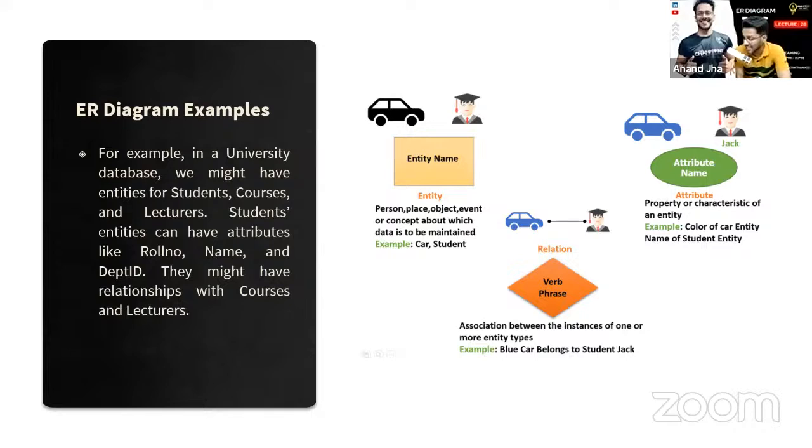So what exactly is an entity? An entity is a person, place, object, event, or concept about which data is to be maintained. It can be a table also. Your card table, your student table, your transaction table, your campaign table. It can be a person, a place, an object, an event, or a concept about which data is to be maintained. Jahan hum data store karenge.